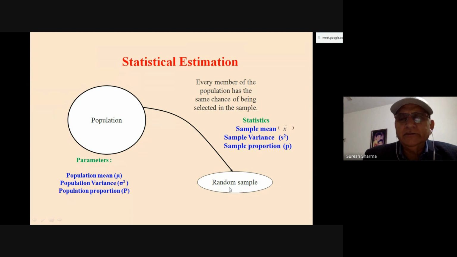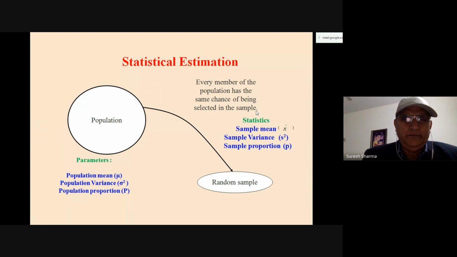What is the meaning of this word random? Random means every member of the population has the same chance of being selected in the sample. That means there is no favoritism, there is no biasness.